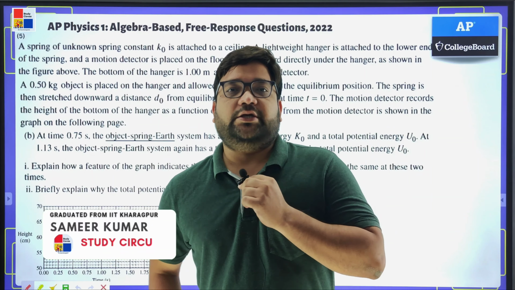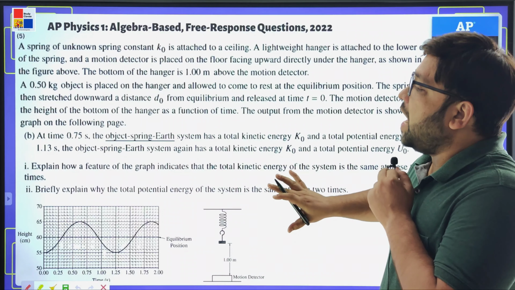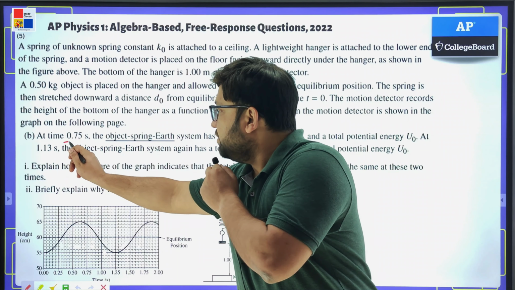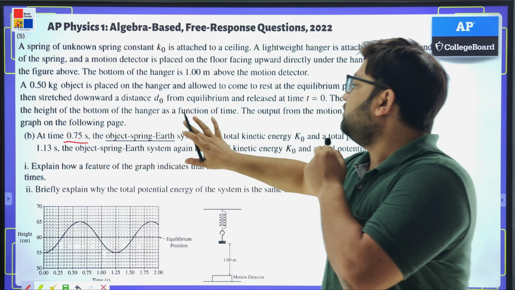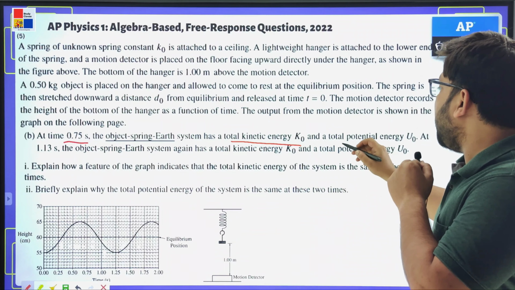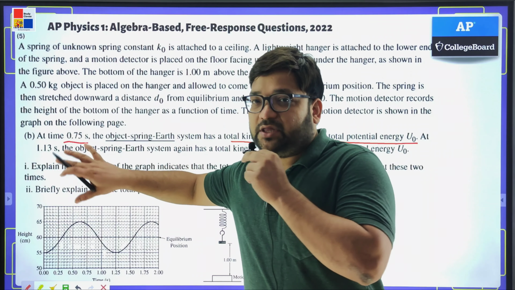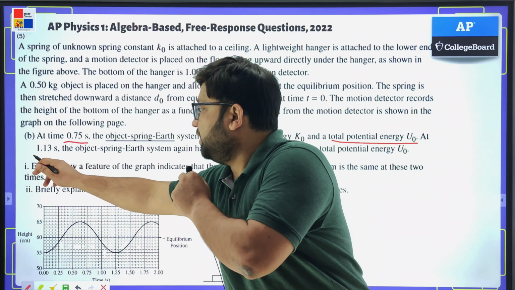Friends, we are going to see part B of question 5 here. I'll explain briefly the question that is being asked. At time 0.75 seconds, the object spring earth system has a total kinetic energy K naught and the total potential energy is U naught, and the same kinetic energy and potential energy is at this particular time.